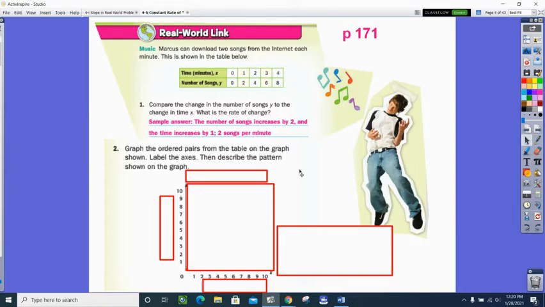All right, now they're asking you to draw the graphs. So I'm going to ask you to, the video is going to pause and ask you to fill in the labels and plot the points. So if you could do that, we'll come back in a second.